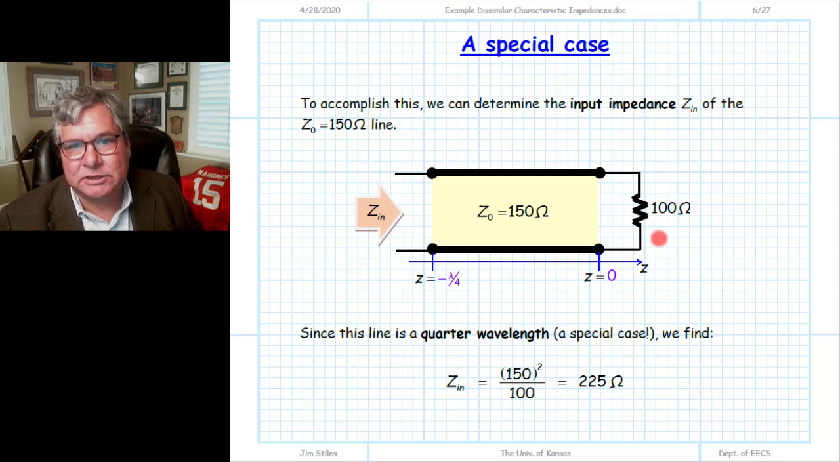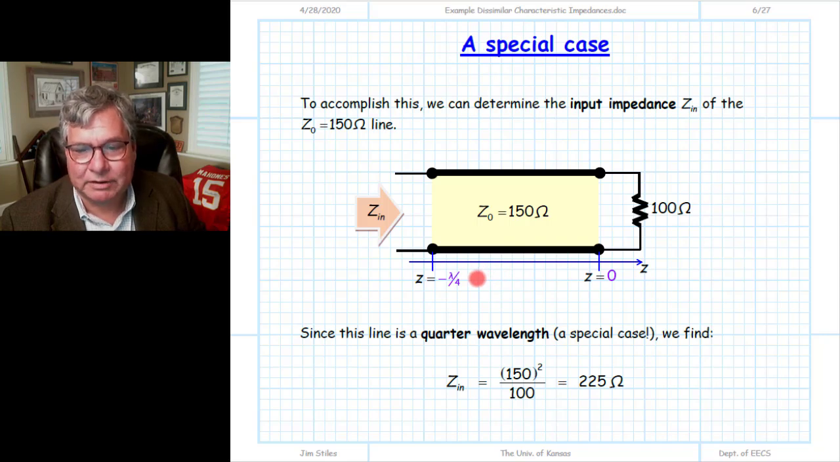So we have a 100 ohm resistor here at the end of this transmission line, which is a quarter wavelength in length. We can use our special case to calculate the input impedance there: 150 ohms squared divided by 100, and that would be 225 ohms. And again, as a sanity check, if this value of 100 ohms is less than 150, then the input impedance needs to be greater than 150. In fact, greater than 150 in the same proportion that 100 ohms is less than 150. So 225 ohms is the input impedance, and so we can replace this entire structure in our circuit with a resistor of 225 ohms.